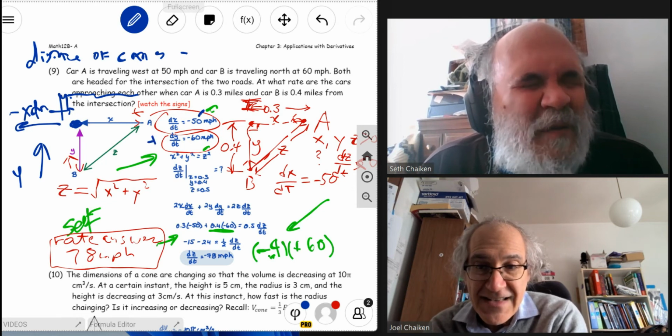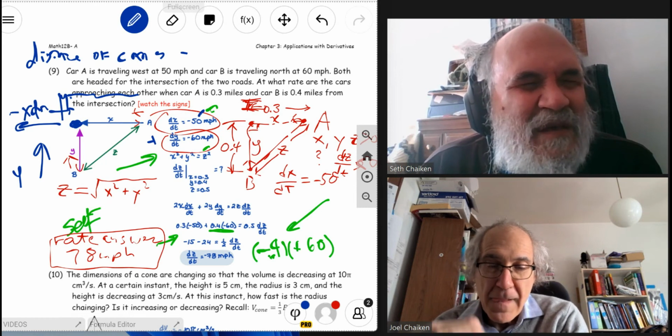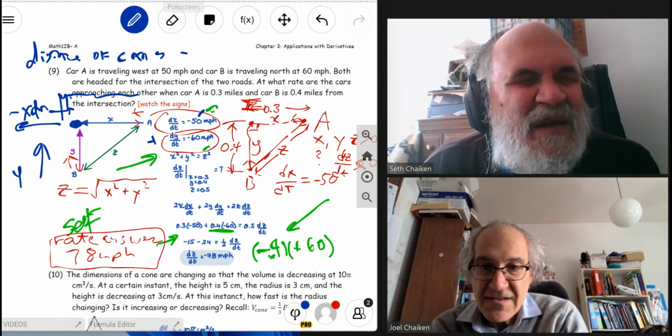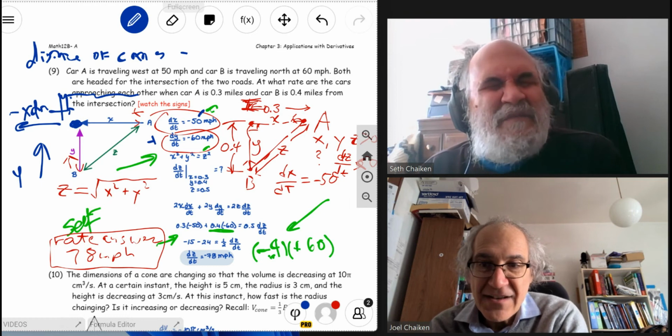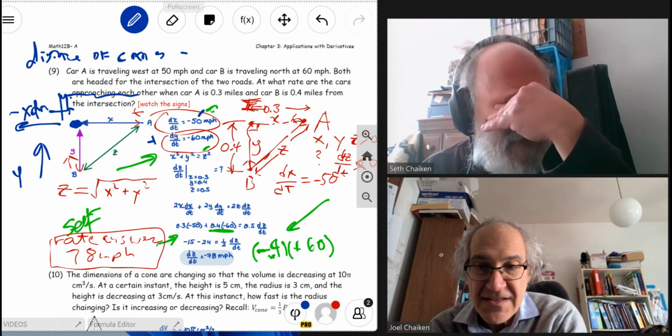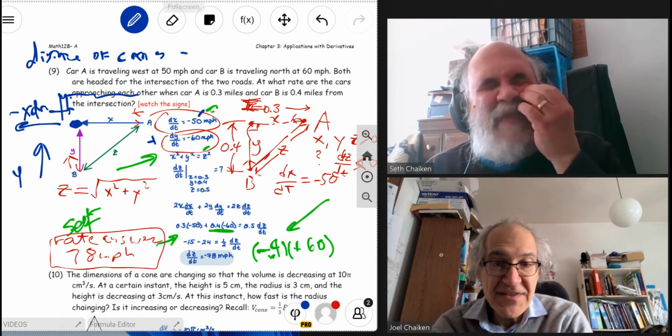But the distance here should be negative. The velocity. But the distance should be negative because it has a negative distance. So therefore, I'm arguing from the physics point of view.